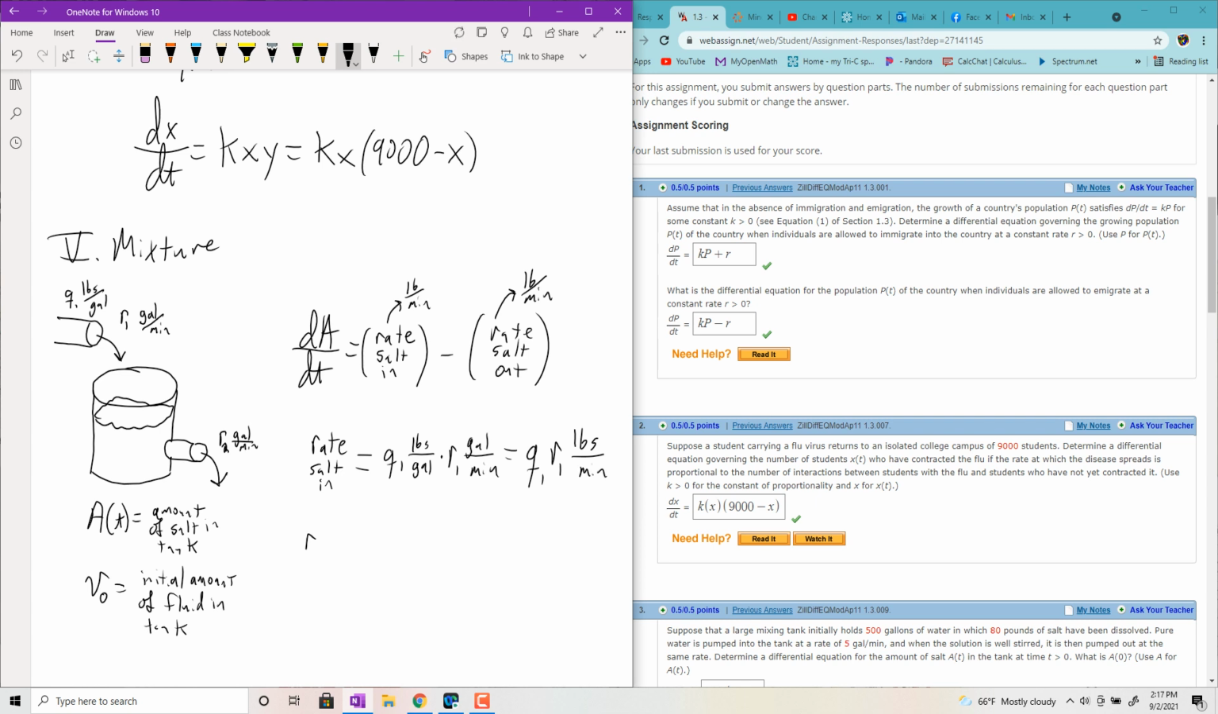The harder part is the rate of salt out, because the amount of liquid in the tank could be variable. And so for the rate of salt out, the hard part is figuring out this Q part here. That becomes difficult. All it is is the amount of salt that's in the tank, which is A of t, divided by the amount of gallons that are in the tank. And the amount of gallons in a tank is kind of a linear thing. It's dependent on the difference between the rate in and the rate out.